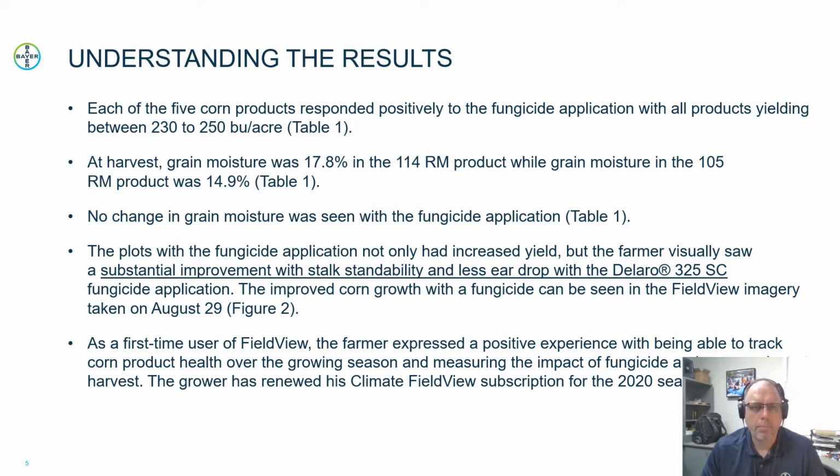An important point here: the plots with the fungicide application not only had increased yield, but the farmer visually saw a substantial improvement with stalk standability and less ear drop with the Delaro 325 SC fungicide application. If you think back to last year, we did have some big wind events go through the area, like in October. According to the farmer, he saw much better standability in that corn that had the fungicide application and less ear drop. The improved corn growth with a fungicide could be seen with that August 29th field imagery.